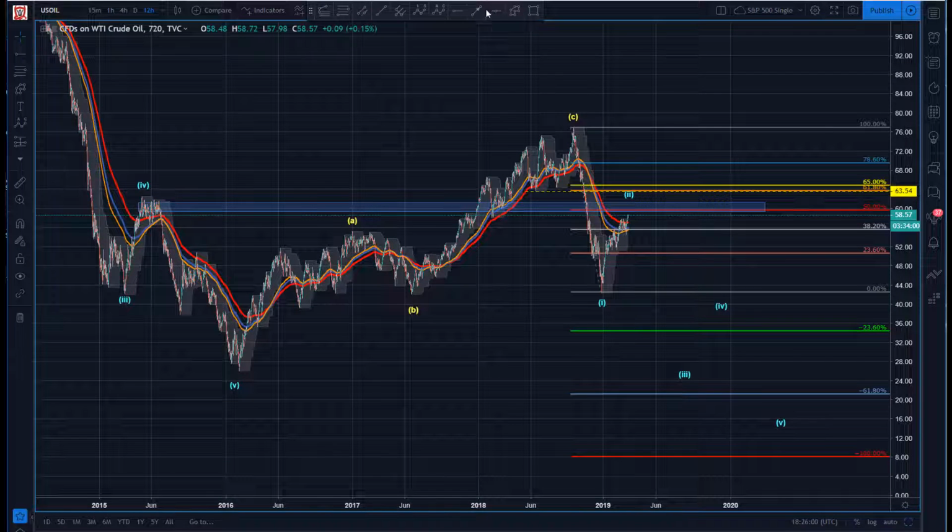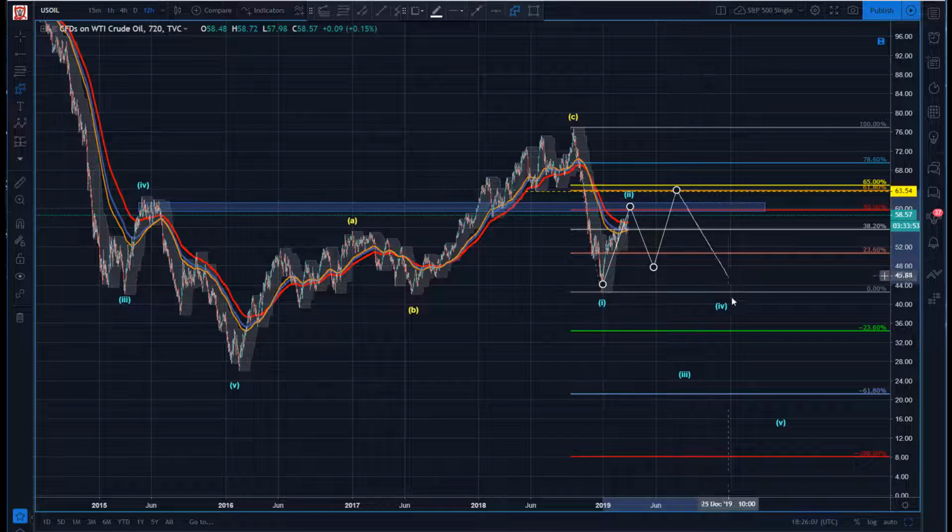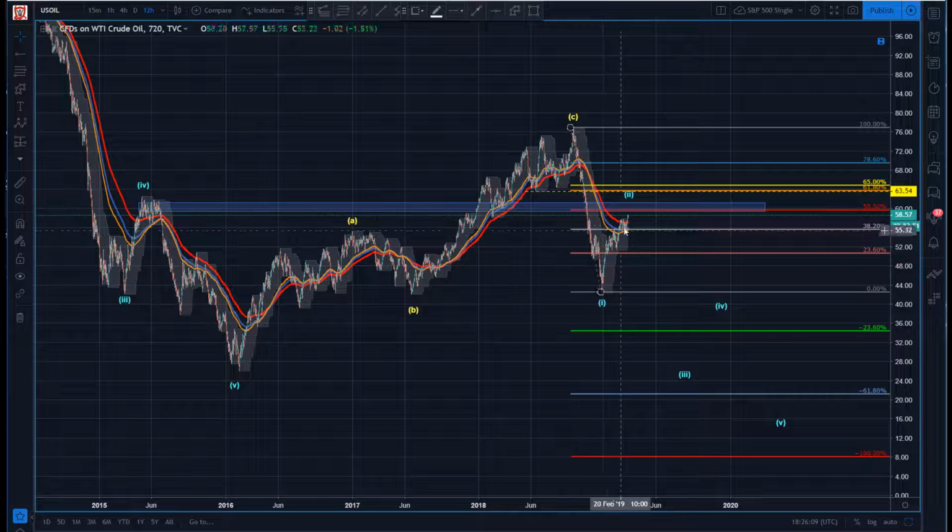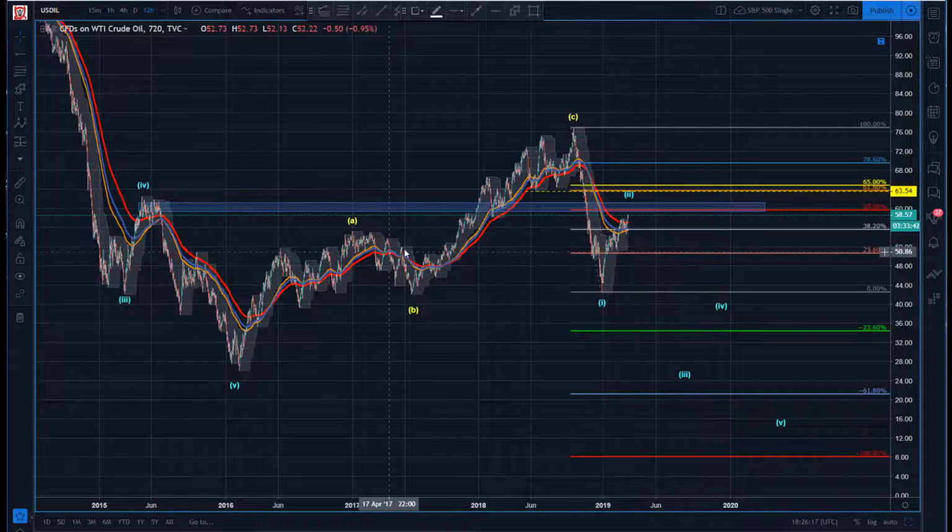Now, you could have something, if this is the A, we could have more complexity here. We could have something like that before heading down. So you can't just say, oh, we're going to pivot here and we're down to new lows. There can be complexity to this. So that's where breaking into that subdivision, I'm here on a 12-hour chart.